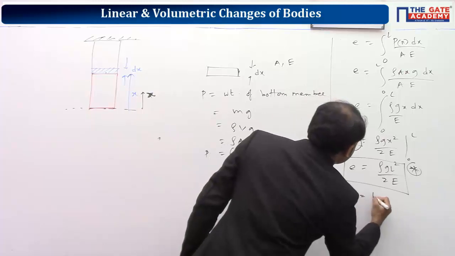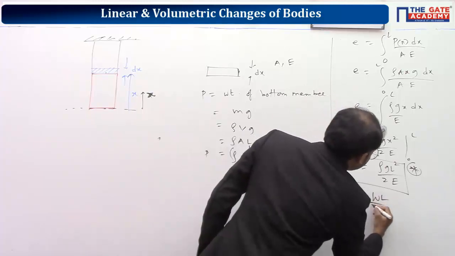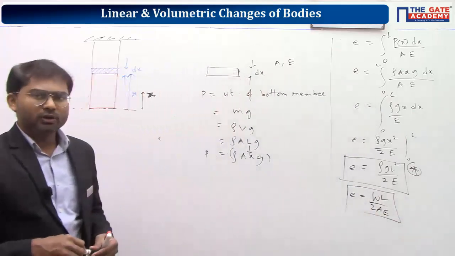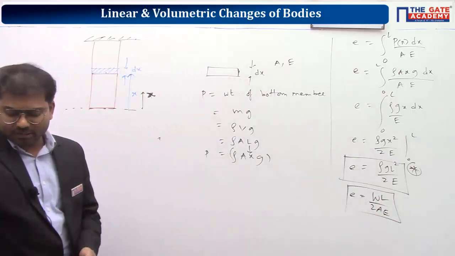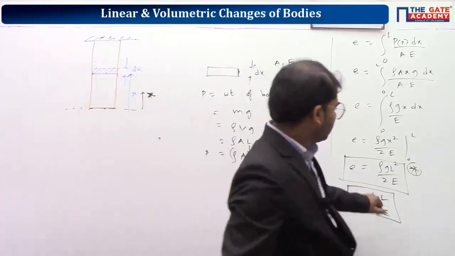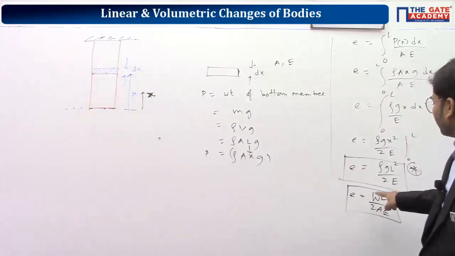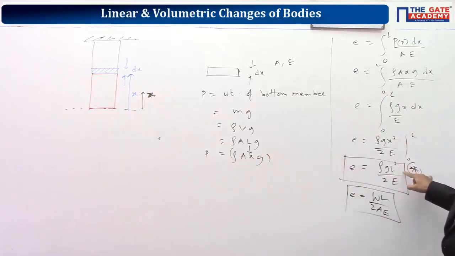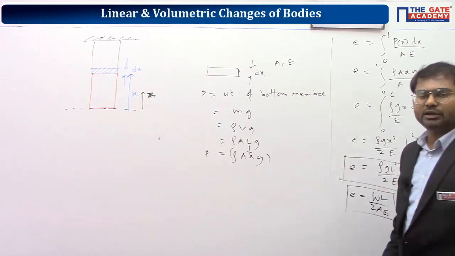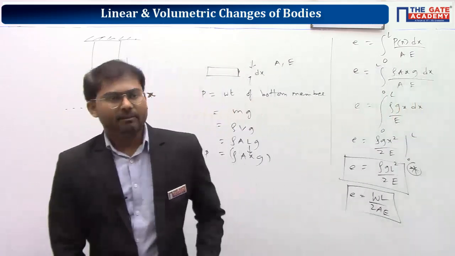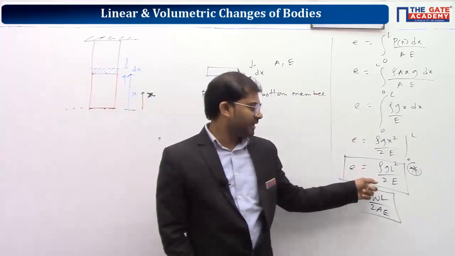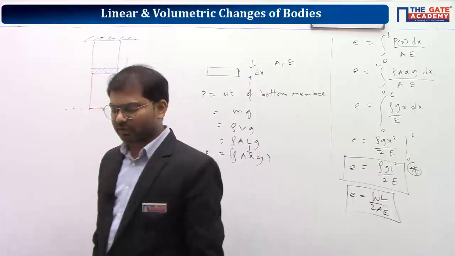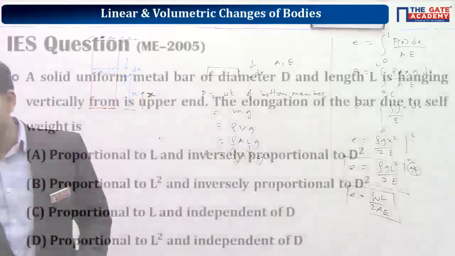If you substitute in terms of weight, it will become W L by 2 A E, because W is given as rho A L into g. So if you multiply and divide by area, you can replace rho A L into g with W. You can get the answer in that way. But strictly speaking, the correct answer is this one. It is just a notation. Understood? So this is the answer for this question. Kindly copy the derivation as well and answer this next question.